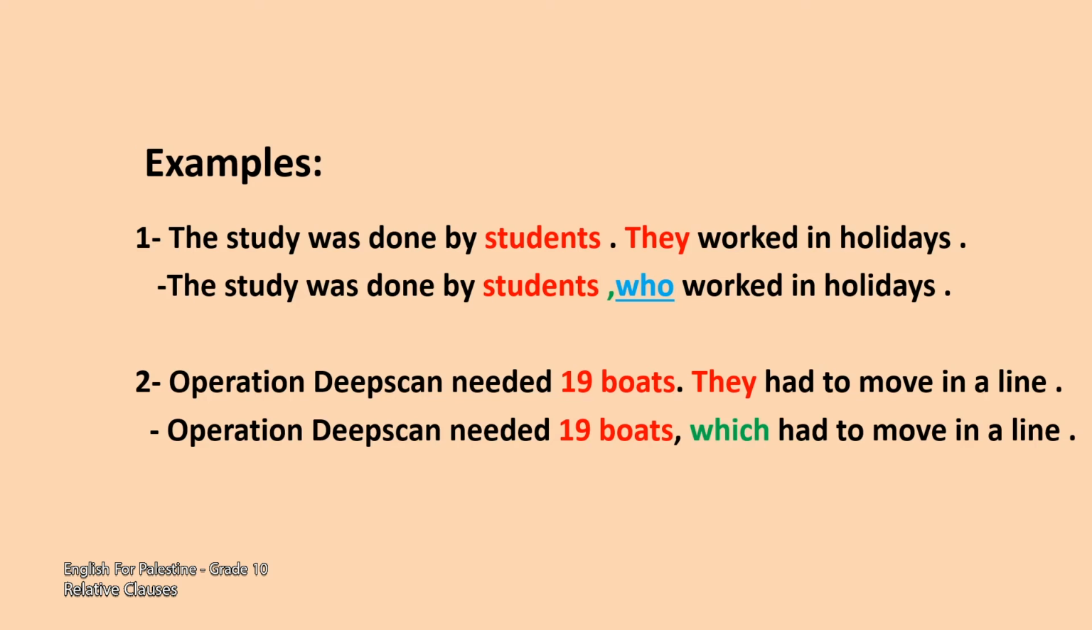Number 2. Operation Deep Scan needed 19 boats. They had to move in a line. Here we have two sentences. They are talking about the same thing, which is 19 boats.